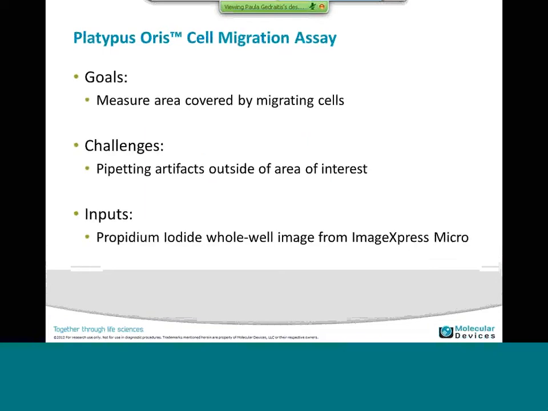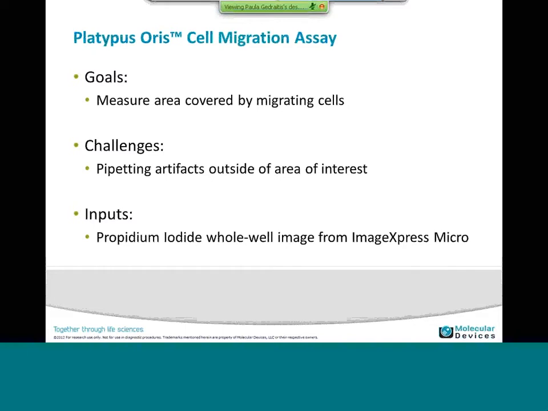So the goal is to measure the area covered by those migrating cells, or the area of the hole. The hole would be larger without migration, and the hole is smaller when there is migration. The main challenge in this assay is pipetting artifacts that are outside of the area of interest, which you'll see in some of the example images that we have.